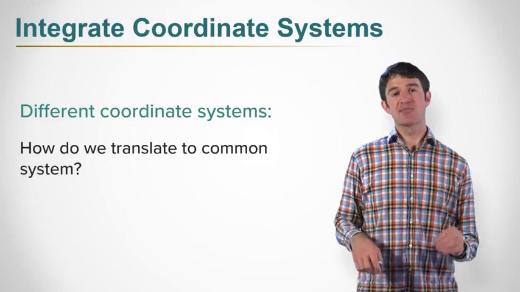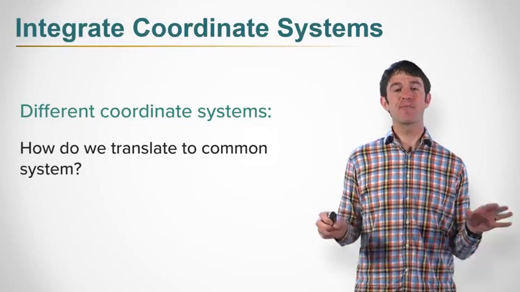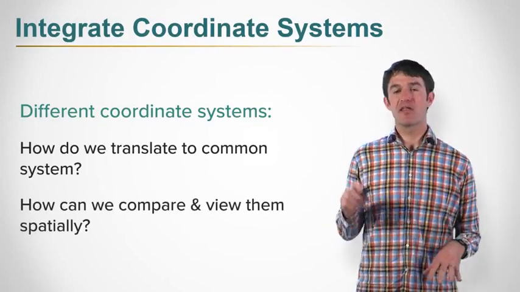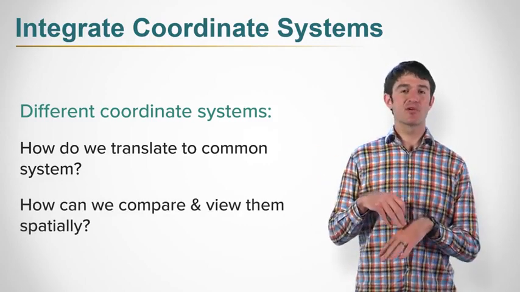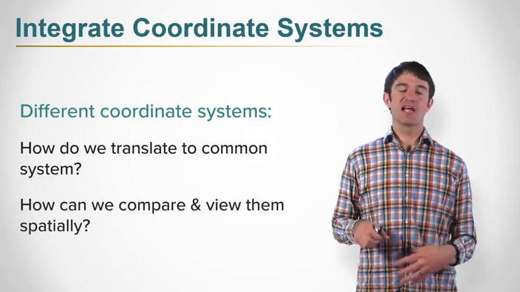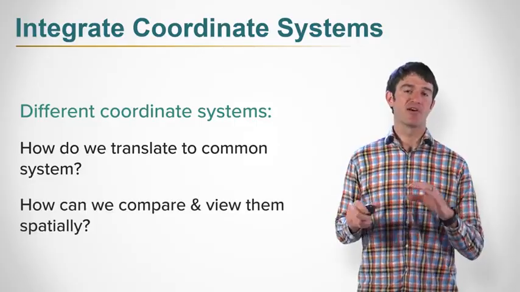How do we translate them to a common coordinate system so that we can compare them and view them spatially? Those big numbers don't align with those small numbers, and we need some sort of translation to tell us how they line up on Earth.